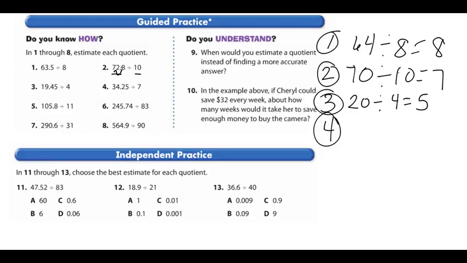So pause once again if you haven't done number 4 and see if you get the same thing. Okay, 4, 34 25/100 divided by 7. Well, I know that 35 is compatible with 7, and 34 25/100 is pretty close to that. So I'm going to divide, and you should get 5 for your estimate. All right, so go ahead and complete 5 through 8.